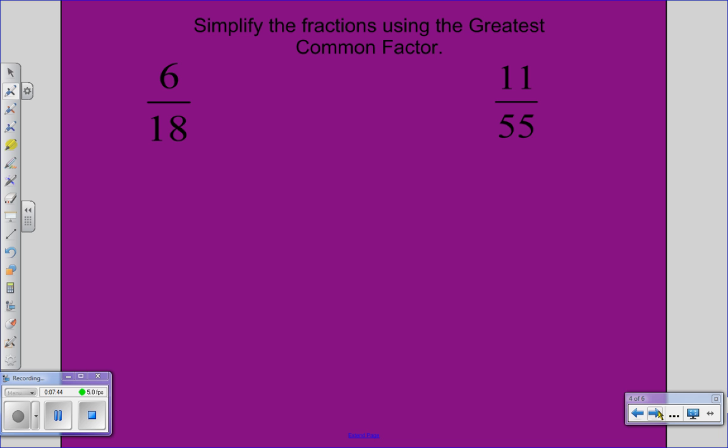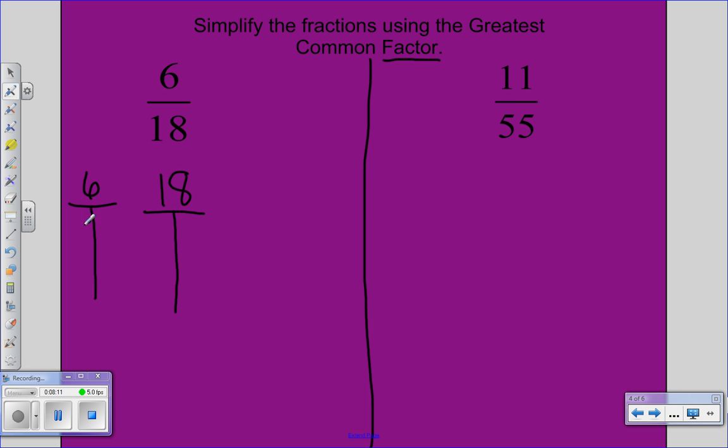Alright, you need to simplify your fractions using the greatest common factor. Remember, factor equals T-chart. So here's your first fraction we're going to work with, 6/18. I'm going to do my T-chart for 6 and my T-chart for 18. Miss O'Neill's going to split this down the middle so that we know we're working with one problem over here, and this second problem we'll get to in a minute.